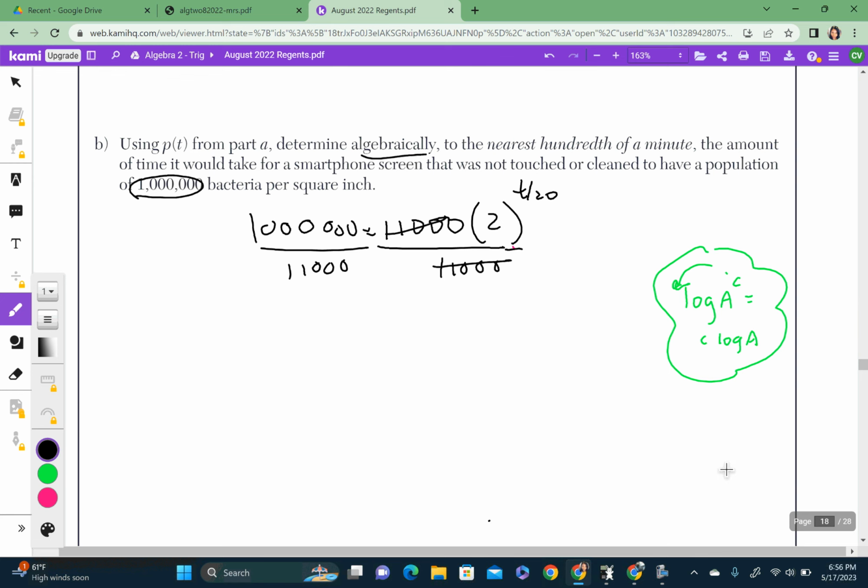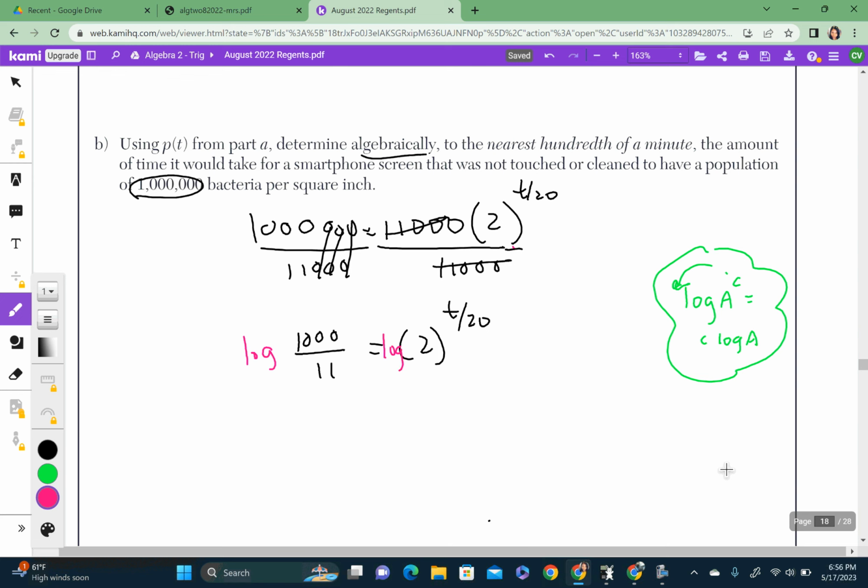11,000. This cancels out. Cross out the zeros. Okay, so we have 1,000 divided by 11 is equal to 2 to the T over 20. The opposite of an exponent is a log. Remember this? So we're going to log both sides. Whatever you do to the left, you do to the right.